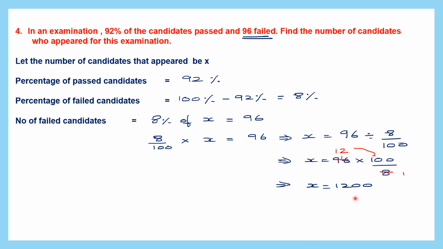X is 1200. And what is X? Look at the first statement. We said, let the number of candidates that appeared be X. So we have found the number of candidates that appeared, and that is 1200. Number of candidates that appeared is 1200.